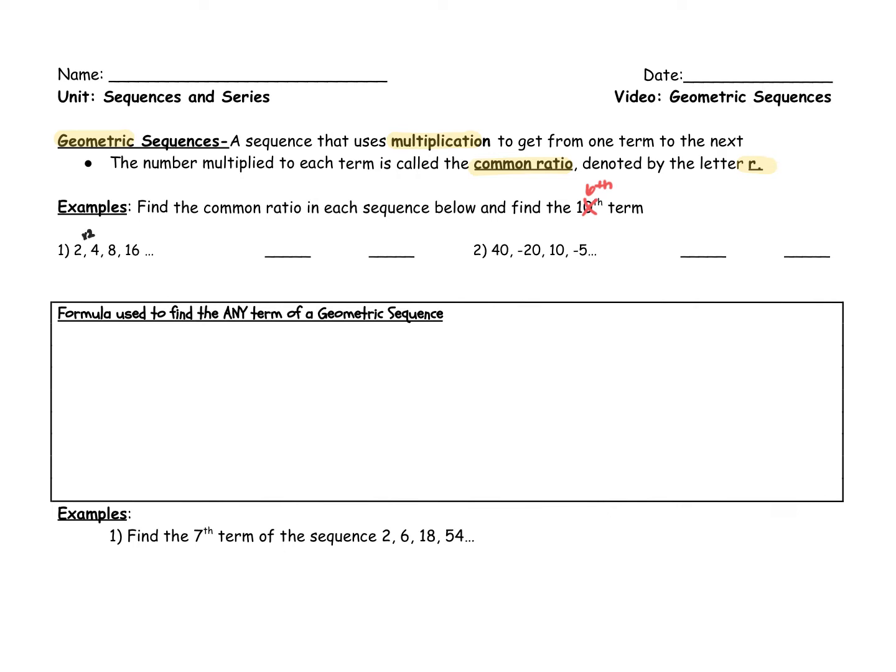So 2 times 2 must give me 4. 4 times 2 must give me 8. And 8 times 2 gives me 16. So my common ratio is 2.